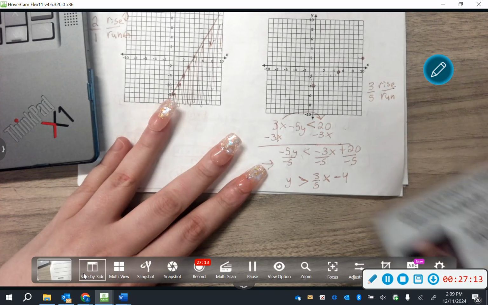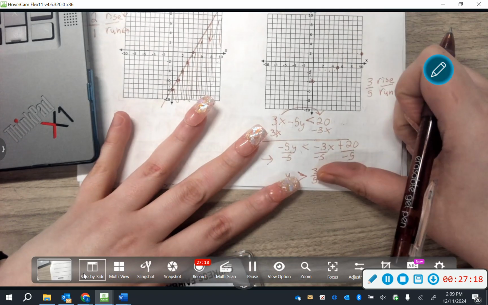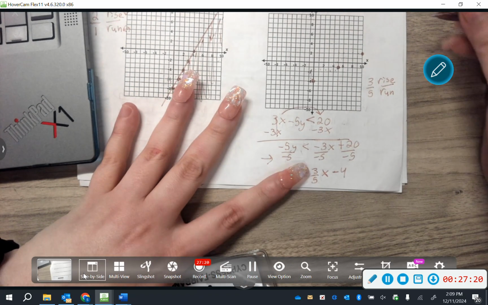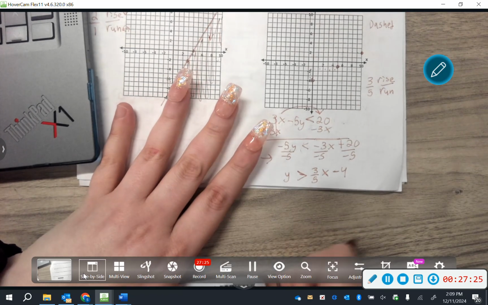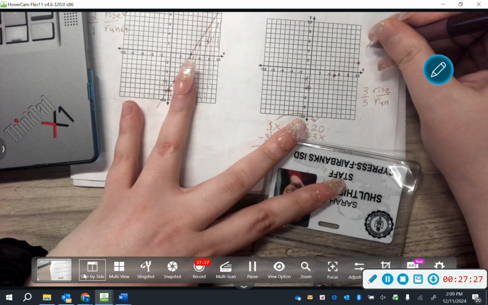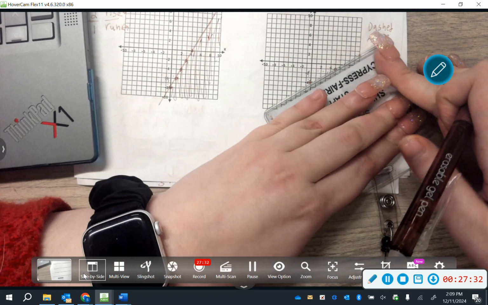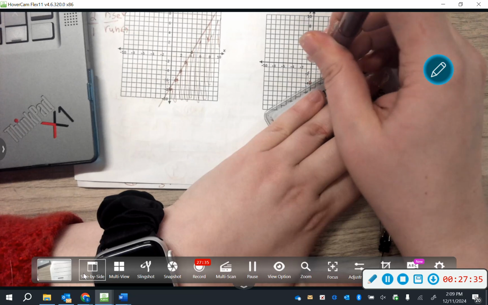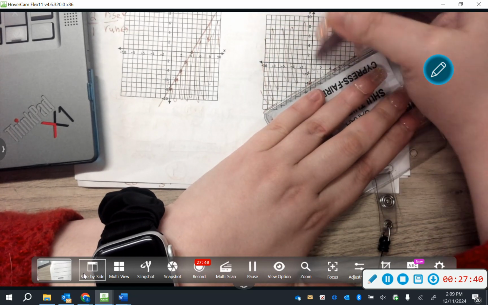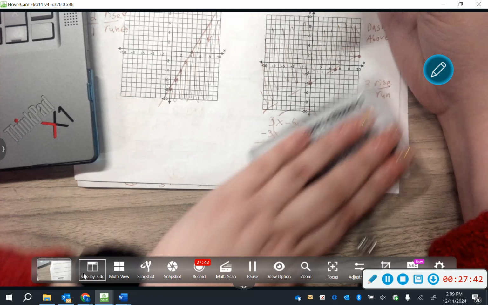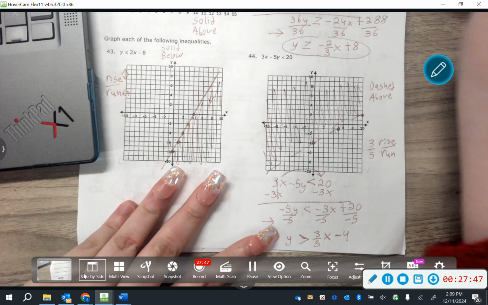There's the 6th grade bell. First of all, before I draw my line, because it's greater than, is it going to be solid or dashed? Dashed. It does not have or equal to. And it's greater than, so we're going to be shading above. So I'm going to take my marker here, make a dashed line. We're going to shade above. There's my sketch.